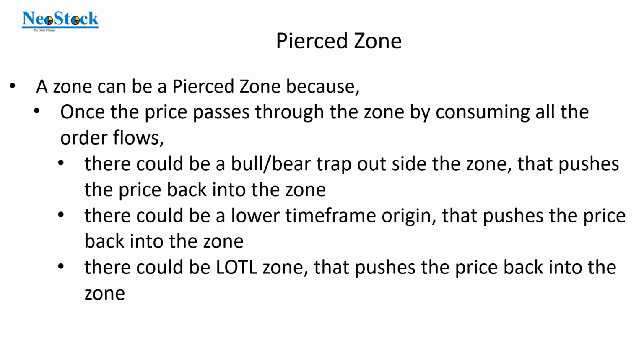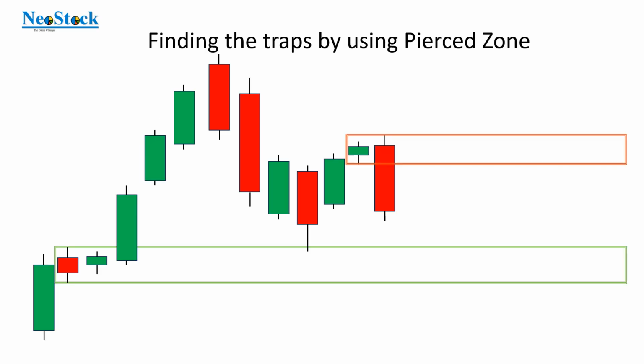How can we make use of it? Once you identify a pierced zone, the zones might be tested multiple times. Not the pierced zone itself, but the zone which is responsible for making your higher time frame zone a pierced zone. That means these traps or lower time frame horizons, so we can find them. If you know a pierced zone, you can easily find them. How easily can we find them? Let us see here.